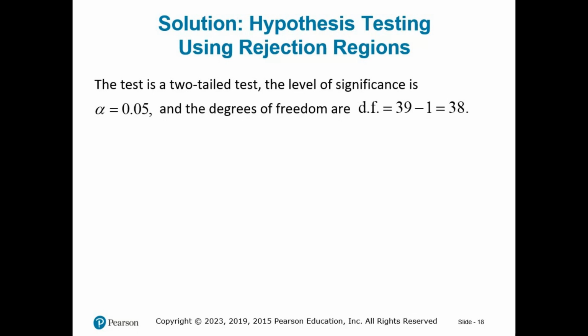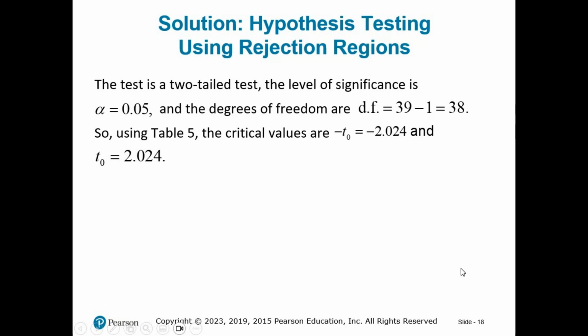So what was our sample size? 39. So n minus 1 equals 38. So our degrees of freedom is 38. So at this point, use your table or your calculator and the inverse t function to identify your critical points. Pause the video and find those now. You should have come up with negative and positive 2.024.